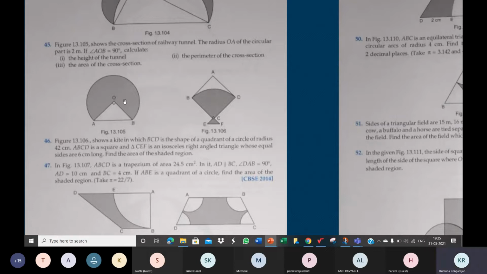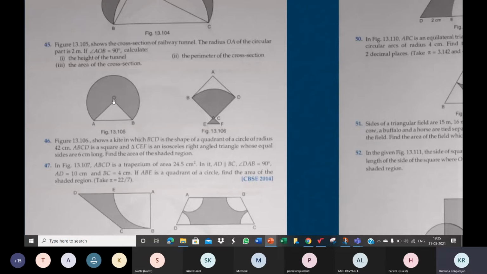Otherwise, if you have to draw the cross section of a tunnel, you need not show all this. You will only draw this line segment AB and this major arc. That's the cross section of the tunnel. Like you draw the back of an elephant when we were young. So this is like the back of an elephant.